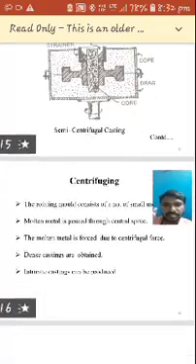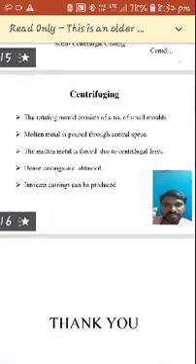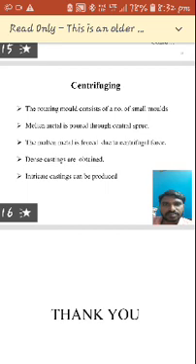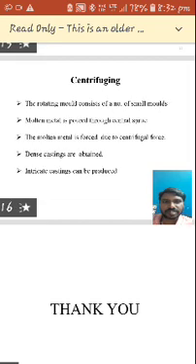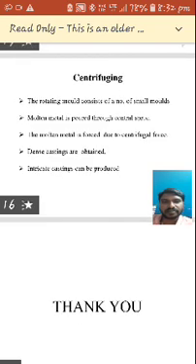And the next one is centrifuging. In centrifuging, the rotating mold consists of a number of small molds. The molten metal is poured through a central sprue. The molten metal is forced outward due to centrifugal force.